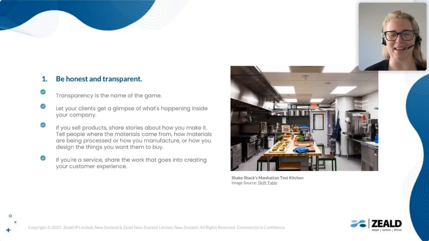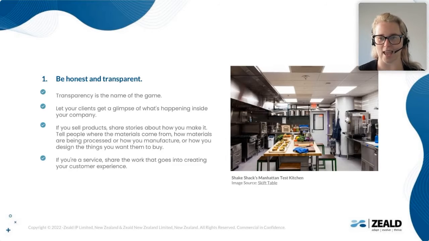One, be honest and transparent. Transparency is the name of the game. Let your clients get a glimpse of what's happening inside your company. If you sell products, share stories about how you make the product. Tell people where the materials come from, how they're processed, or how you manufacture. Or take them through the design process and how you design the things you want them to buy. People get quite curious. They like to know how things are crafted and put together. I'm not saying give away your company secrets, or that one thing that makes you unique, but craft a story around that.